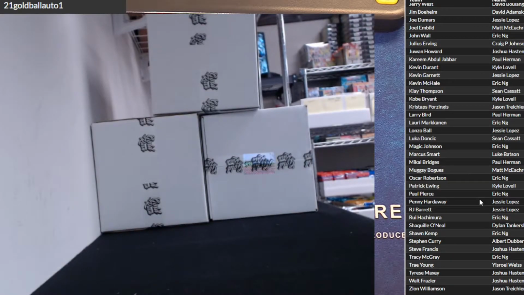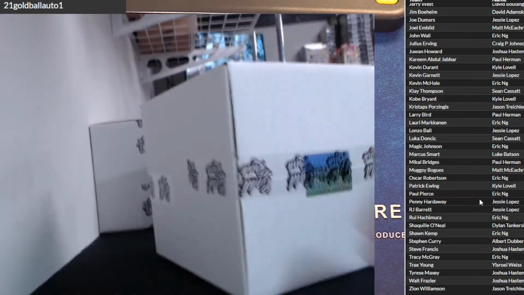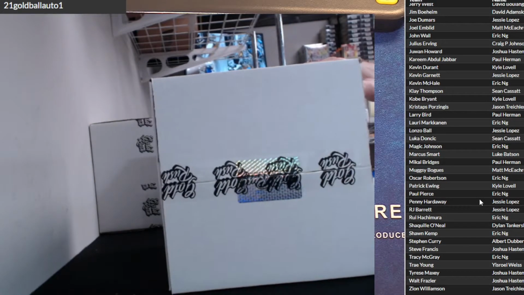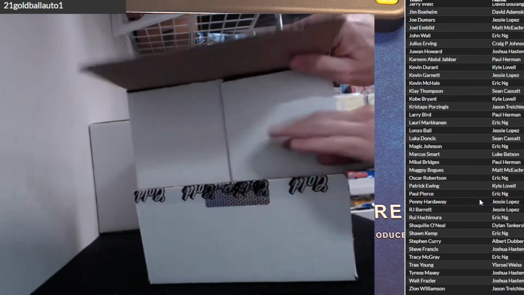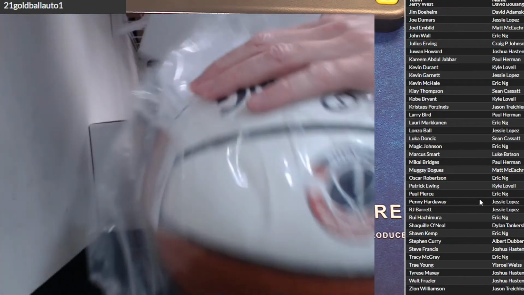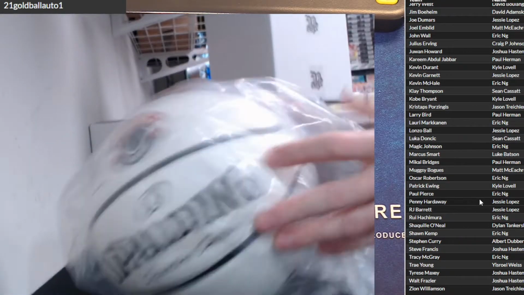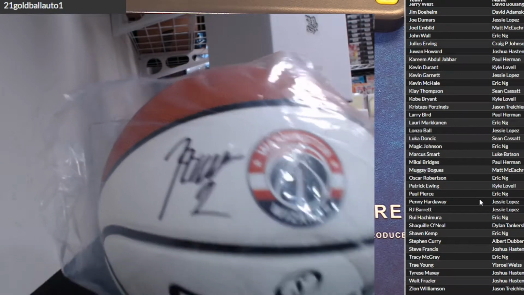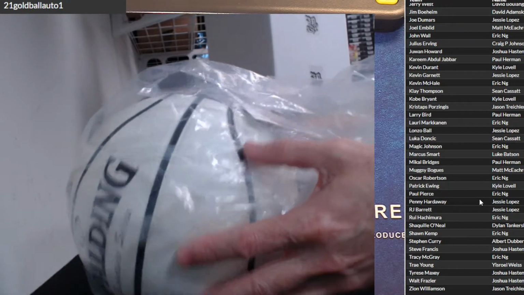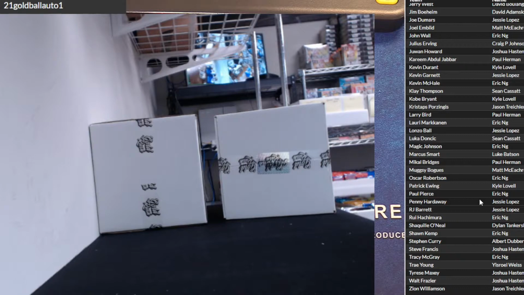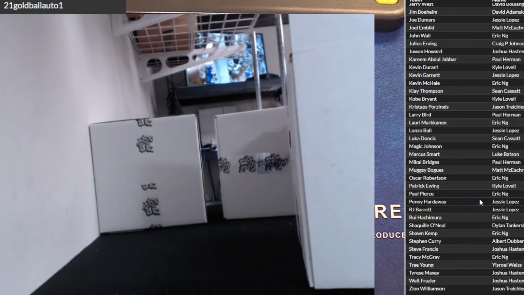We got one more of these basketball cases. Oh, look at this ball. The Wizards, the Whites, the John Wall right there. That's pretty sick. TSA certified. John Wall. Who's got John Wall? Eric NG got a wall.